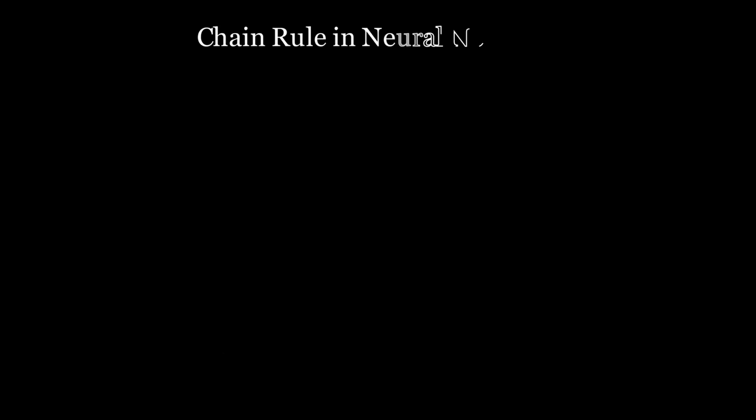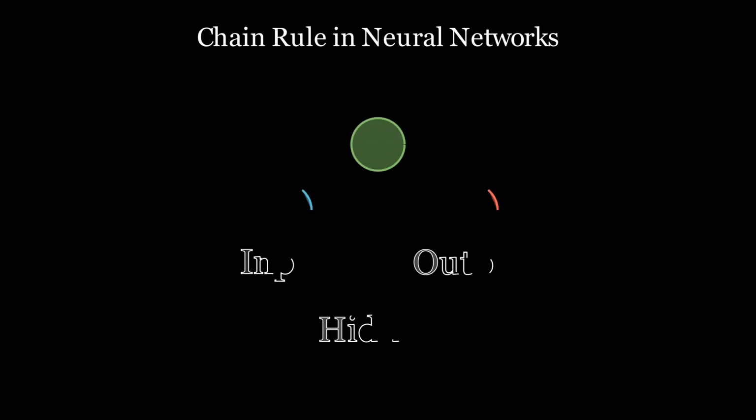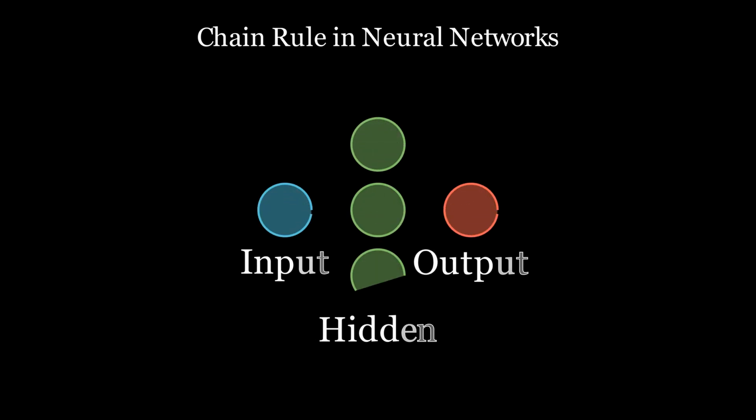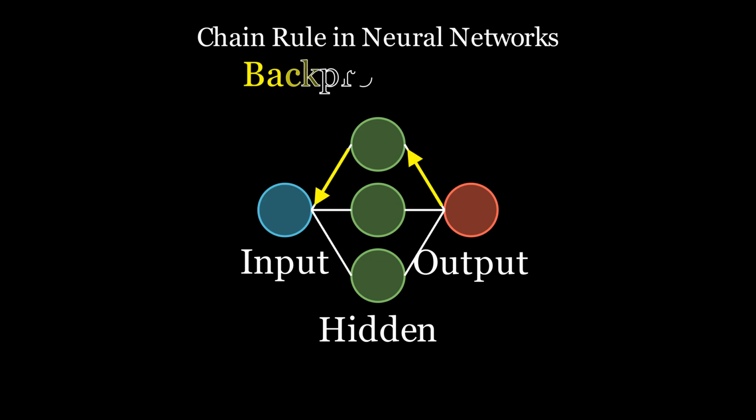In neural networks, the chain rule enables backpropagation, which is how networks learn from data. Each layer's output becomes the next layer's input. To compute gradients for the early layers, we multiply derivatives backward through the chain. The chain rule allows us to efficiently compute how each weight affects the final loss, even in very deep networks with millions of parameters.